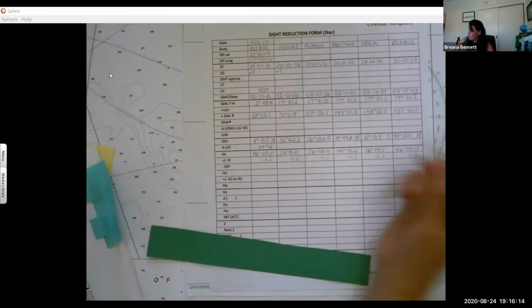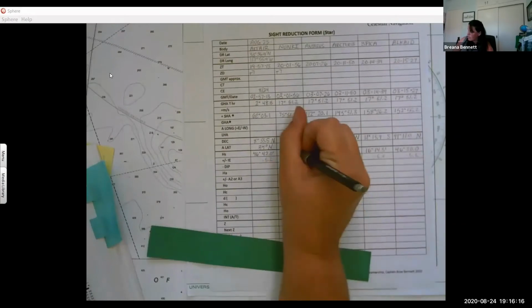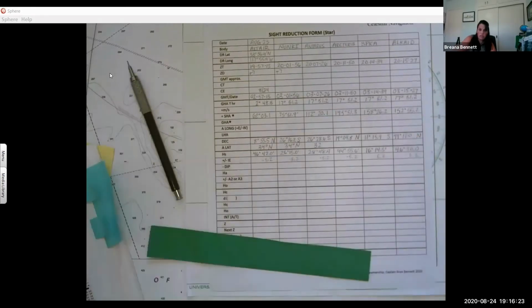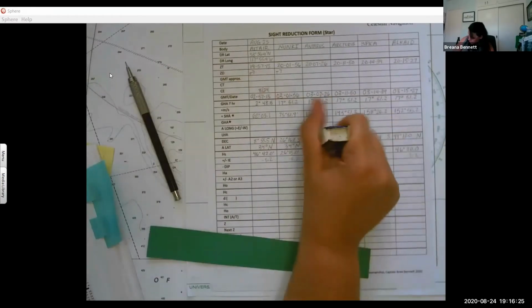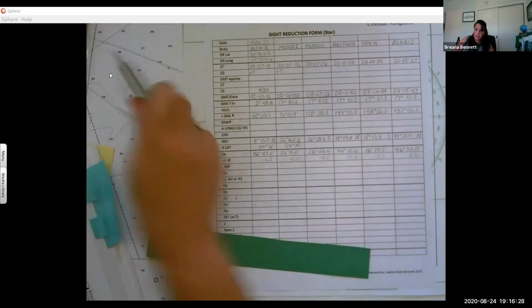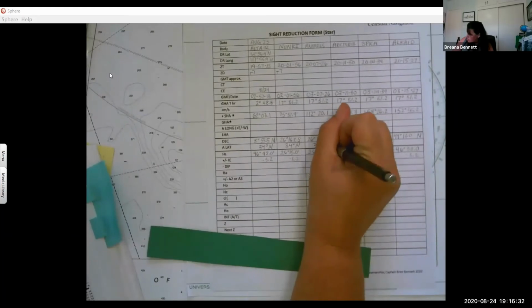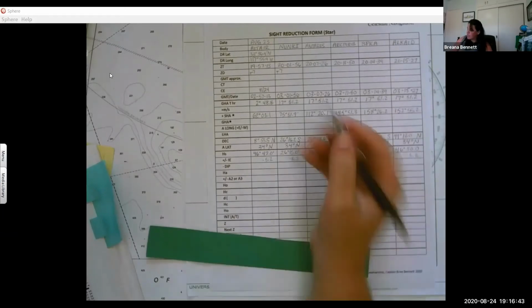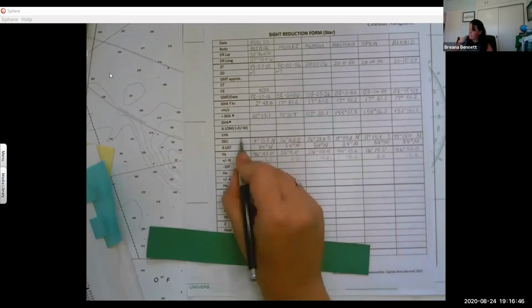Okay. I guess we're doing our latitude. Our latitude is 34 degrees north all the way across. I wrote 32 for some reason. Okay. So we have to finish out here to get our LHA.